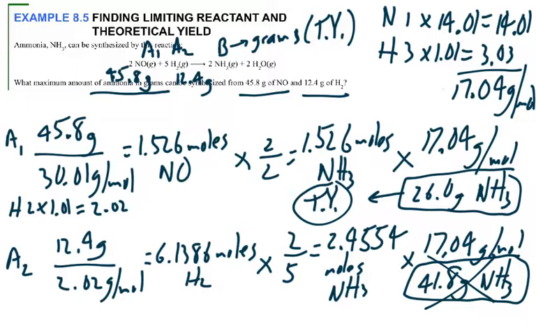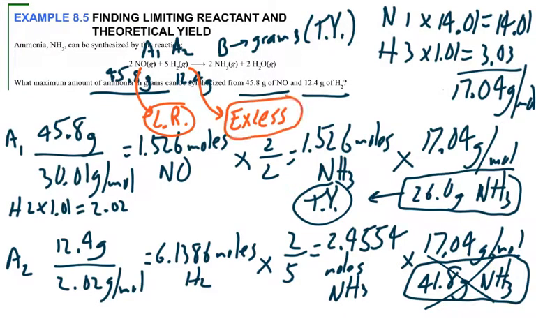Now, in this problem, the limiting reactant is going to be NO, because that's the one that gave us the 26.0 grams. So we're going to label the limiting reactant over here. That's NO. And that will make hydrogen the excess reactant. So we answered both questions in this problem.